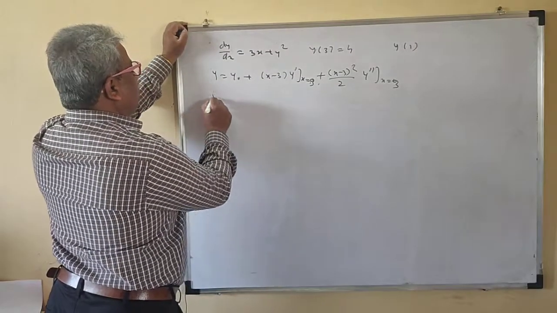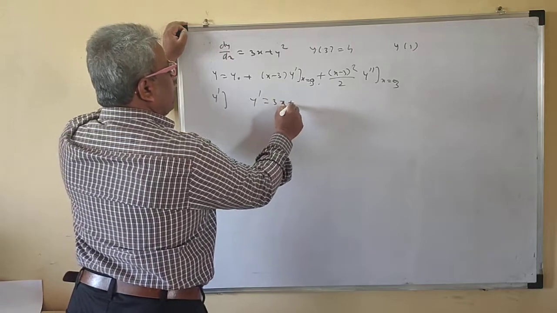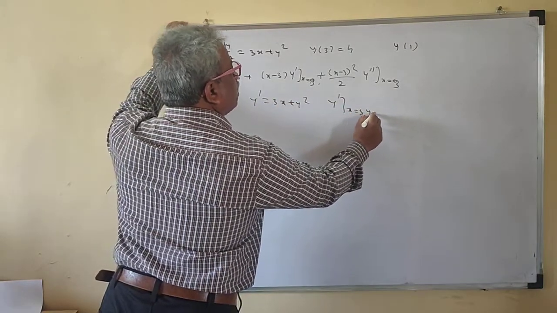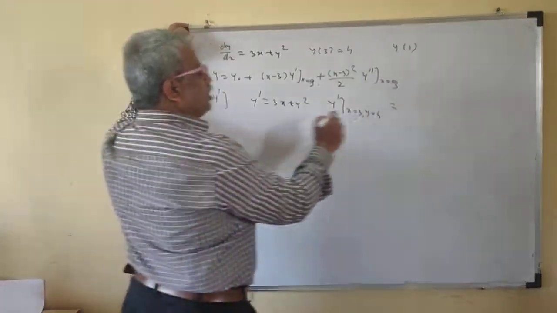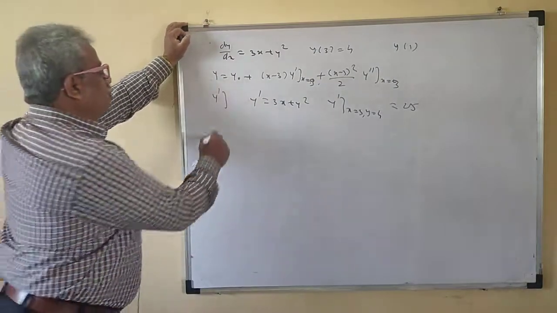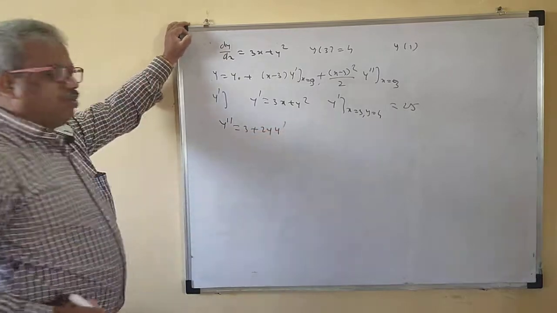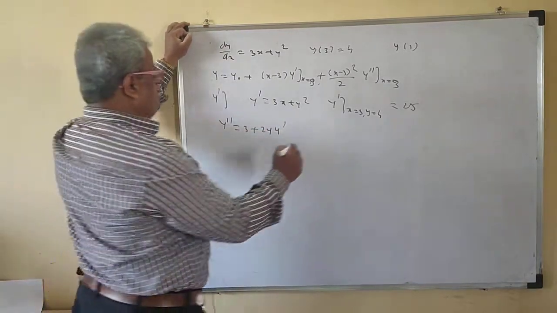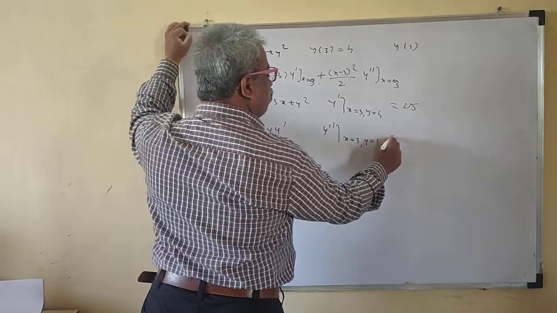We'll find y prime now. So first write y prime is 3x plus y square. So y prime at x is equal to 3, y is equal to 4 now. You have to put y is equal to 4 at x. So 9 plus 16 is 25. 9 plus 16 is 25. Okay, so y double prime is 3 plus twice y y prime. We have to take care of the derivative now here. Okay. So now y double prime at x is equal to 3, y is equal to 4.